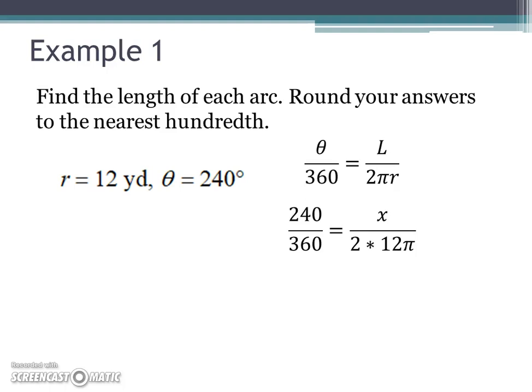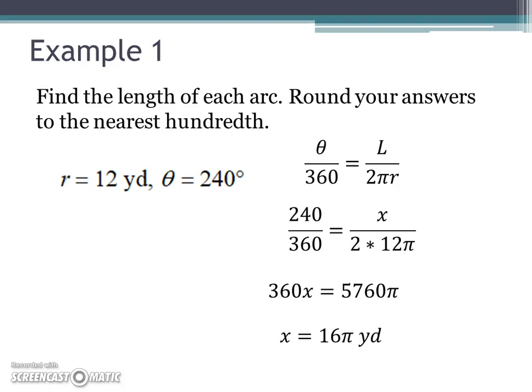360 times x is just 360x. 240 times 2 times 12 times pi is 5,760 pi. Don't type pi in your calculator. These are actually going to be in your answer at the end. Okay, the final step here, to get rid of the 360, we divide by 360. 5,760 divided by 360 is 16. Don't forget the pi. Now, we were using the unit yards, so it's 16 pi yards for our arc length.